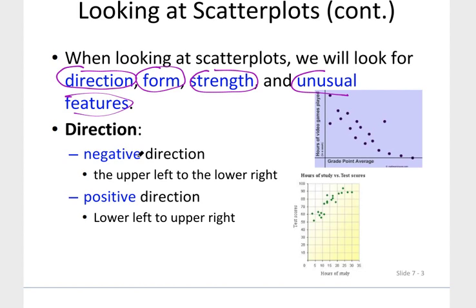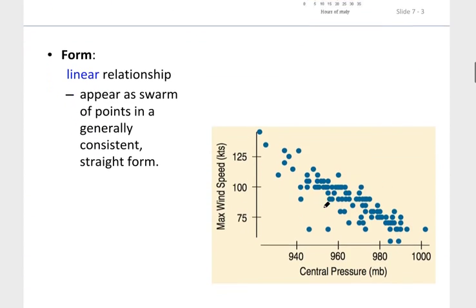So direction, does the data go in a positive or a negative direction? What you want to look at is really slope. If I was drawing a line through this, which we'll get to later, does it have a positive slope or does it have a negative slope? But we don't talk about slope, we just talk about the direction. So is it a negative direction or is it a positive direction? That's what you want to note when you're talking about direction.